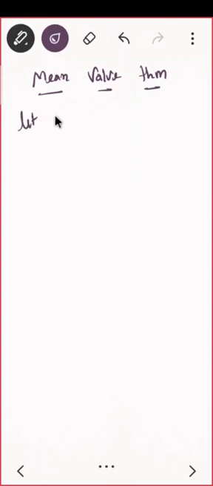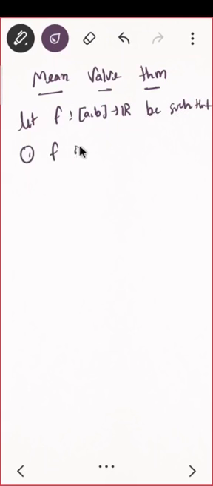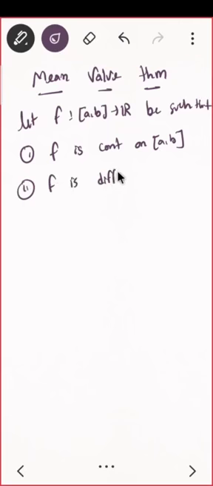What is the statement? Let f from [a, b] to R be such that, what are the two conditions? The first condition is f is continuous on the closed interval a comma b. The second condition is f is differentiable on the open interval a comma b. Then there is no third condition here.